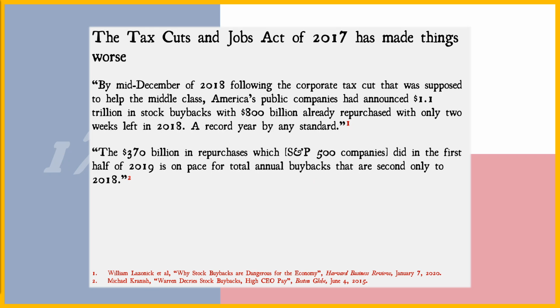The $370 billion in repurchases, which the S&P 500 companies did in the first half of 2019, as the last bit of data I could find on this, is on pace for total annual buybacks that are second only to 2018. So basically, we're on track for a new record, or we were in 2019. 2020 data is not out yet, at least I couldn't find it. If you can, comment below and let me know. I'd like to know how the numbers actually turned out.